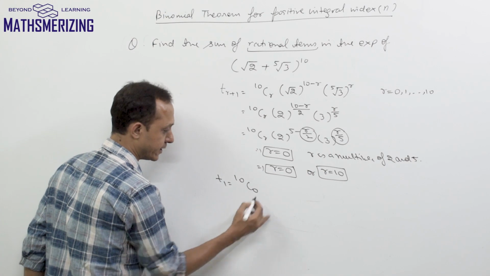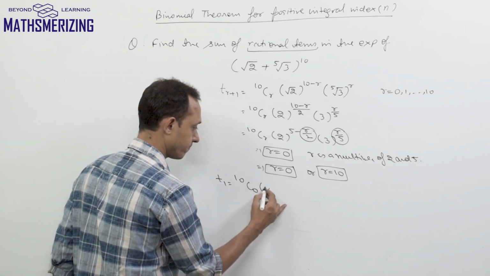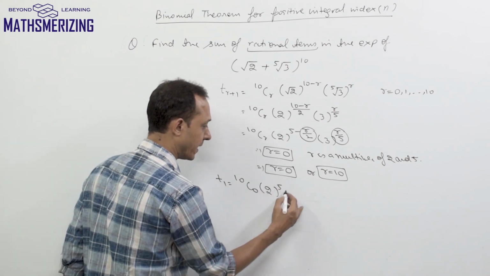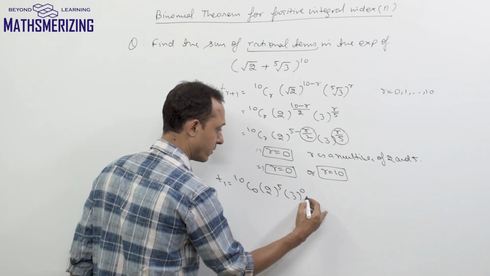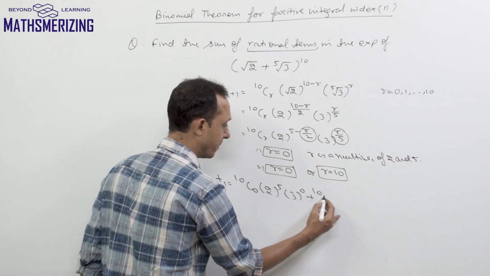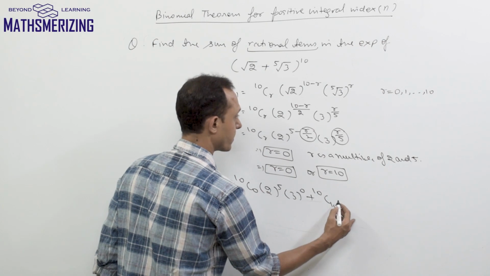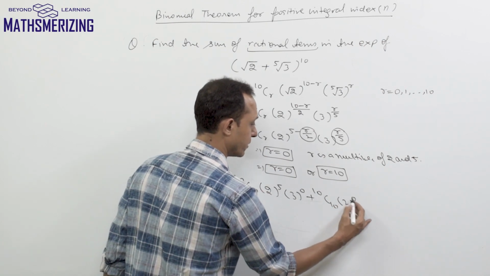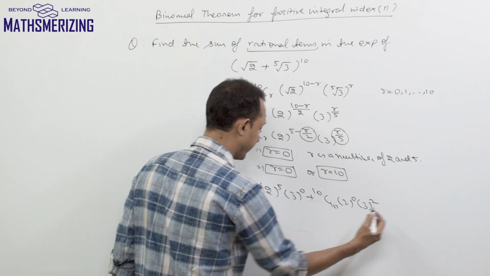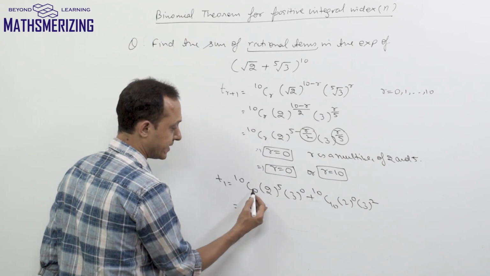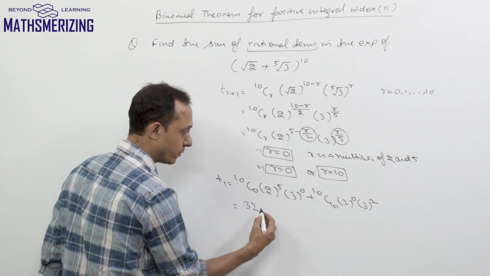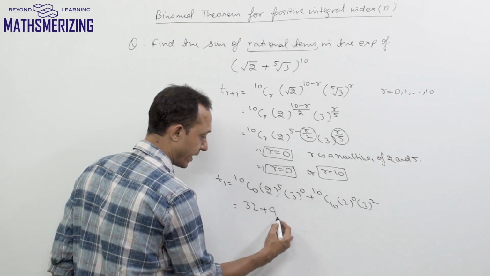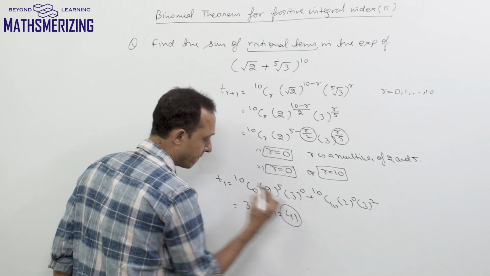So there will be 10C0, 2 to the power 5, 3 to the power 0. And for r equals 10, there will be 10C10, 2 to the power 0, and 3 to the power 2. So 10C0 is 1 and 2 to the power 5 is 32. And here will be 9. So 32 plus 9 is 41.